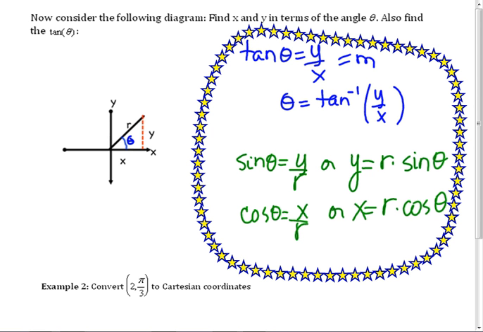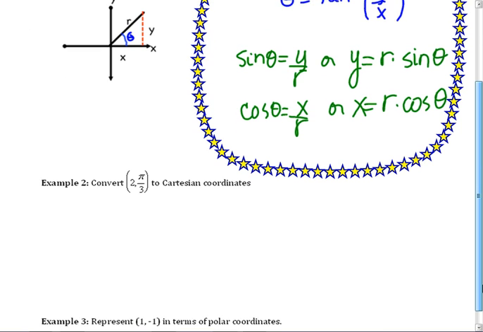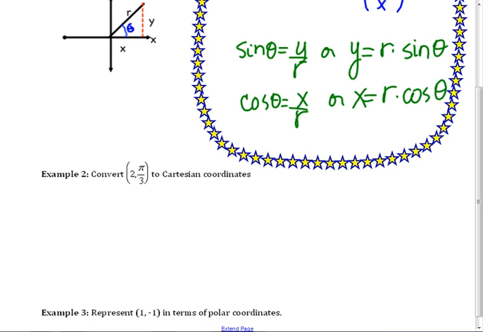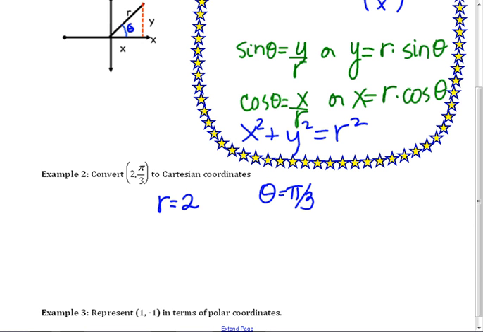Okay, so I want to convert (2, pi/3) to Cartesian coordinates. I think it's easier to go that direction. So r is equal to 2. What else did I have to do here? What's true about x squared plus y squared? I forgot that one. x squared plus y squared equals r squared. And theta is equal to pi over 3. Those relationships are not hard, but that's what you want to keep in the back of your mind when you're doing some of these problems.